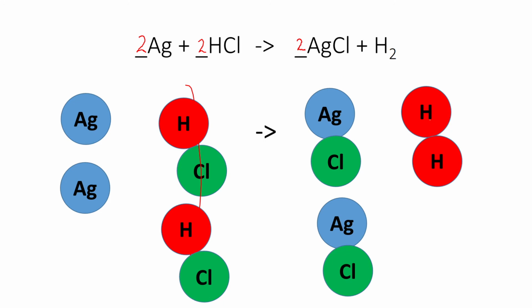And we have just our one pair of hydrogen here. So leave it there. This is the one. And that there is our balanced equation. 2Ag plus 2HCl produces 2AgCl plus H2.